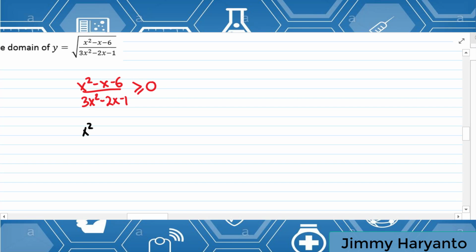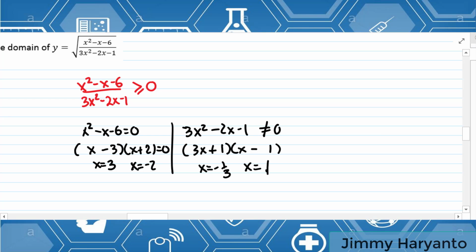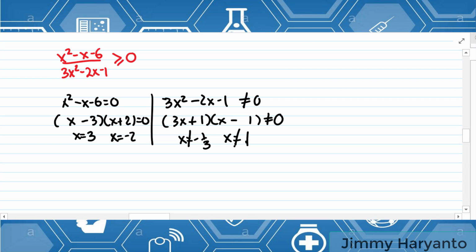You will have to make the numerator equal to 0 and the denominator cannot be equal to 0. So for this one you will have (x minus 3)(x plus 2) equals 0, x equals 3, x equals negative 2, and then for this one (3x plus 1)(x minus 1), so x equals negative 1 over 3, and then x equals 1. Because the denominator cannot be 0, you have to cross this one. That means you cannot color the dot later.